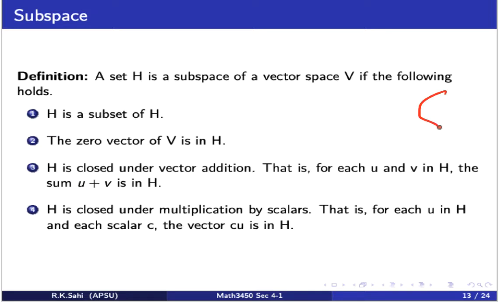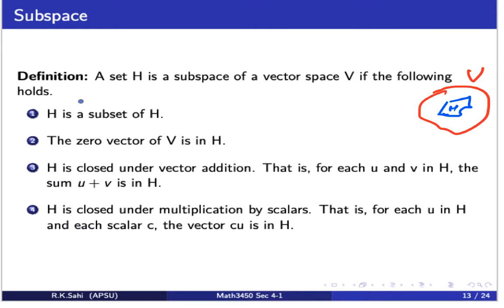Suppose I have a vector space, this is my V, and I take a small set of it. Let this little set be H. And this H is a subset of V. We'd like to know whether it also has the same qualities and properties as the vector space. And if it does, then we call this a subspace. So we'd like to know what properties will make this H a subspace of V.